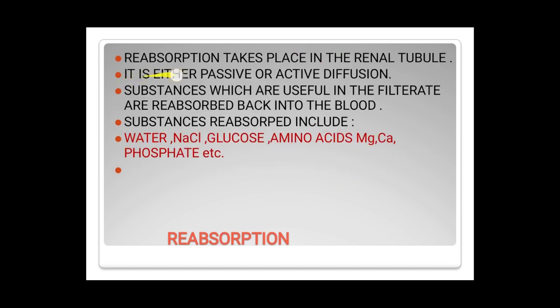Now moving on to second step, reabsorption. Reabsorption takes place in the renal tubule. It is either passive or active diffusion. Substances which are useful in the filtrate are reabsorbed back into the blood. Substances reabsorbed include water, sodium chloride, glucose, amino acids, magnesium, calcium, phosphate, etc.